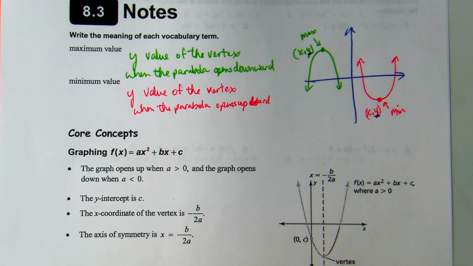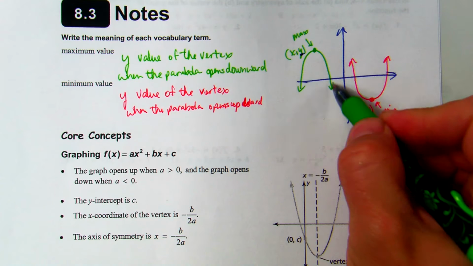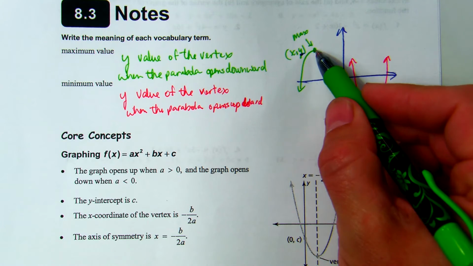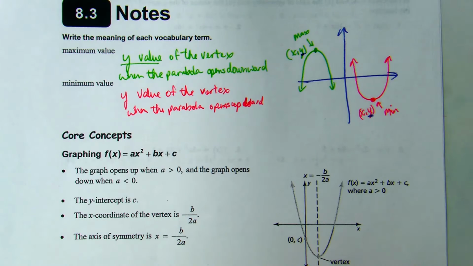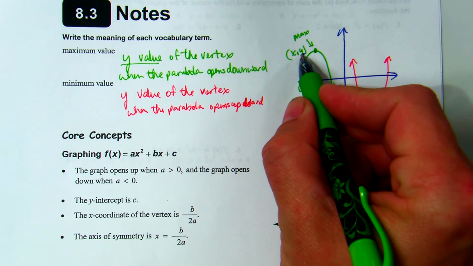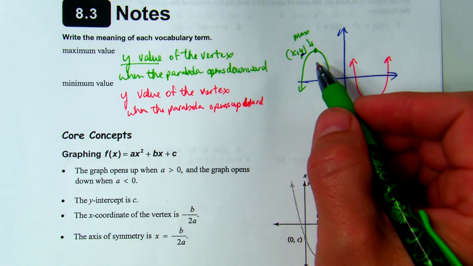We started out with 8.3 talking about maxes and mins, and we discovered that the maximum value is going to be in a situation where we have a parabola that opens downward, because the vertex is going to be at the highest point, and that's obviously a maximum value. We're talking about the y value in each one of these cases. The y value of this vertex coordinate is going to be the value of the min or the max.